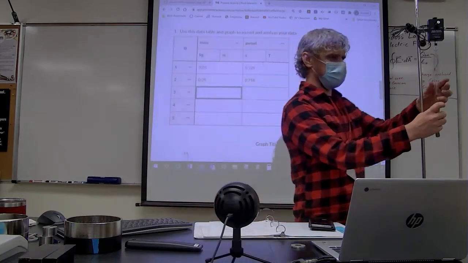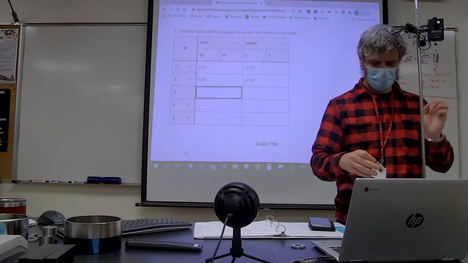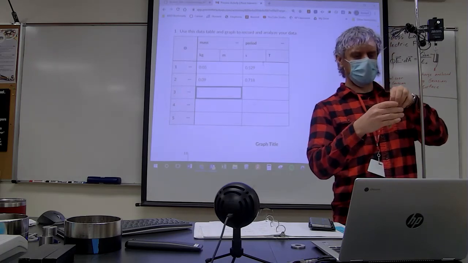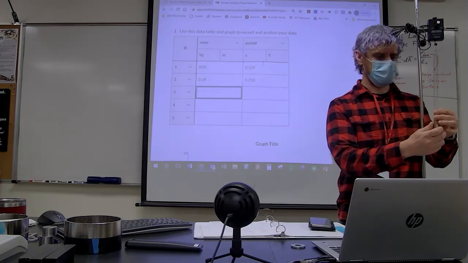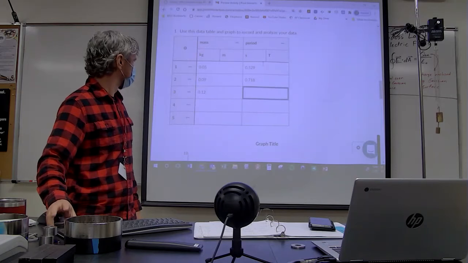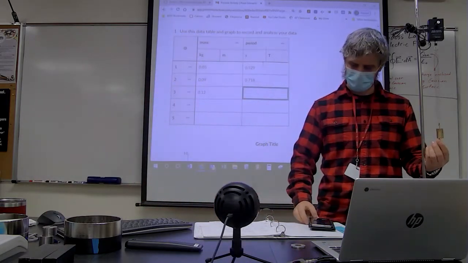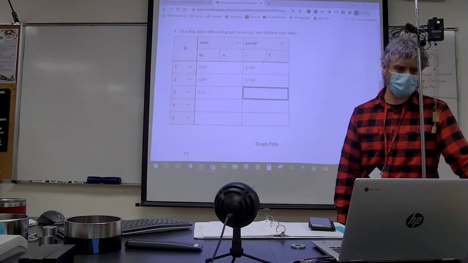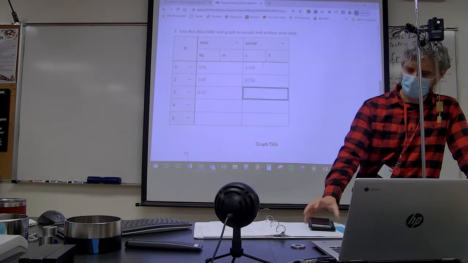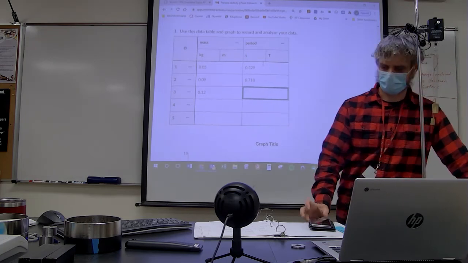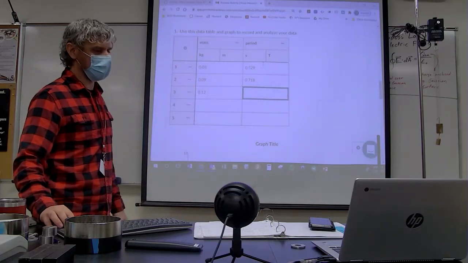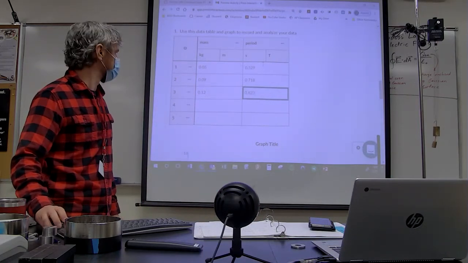All right, let's change it again. Let's put 120 grams. How many kilograms? 0.12. Good. Measure the period. 1, 2, 3, 4, 5, 6, 7, 8, 9, 10. 8.23 seconds. So that divided by 10 is the time for one cycle, so that's 0.823 seconds.